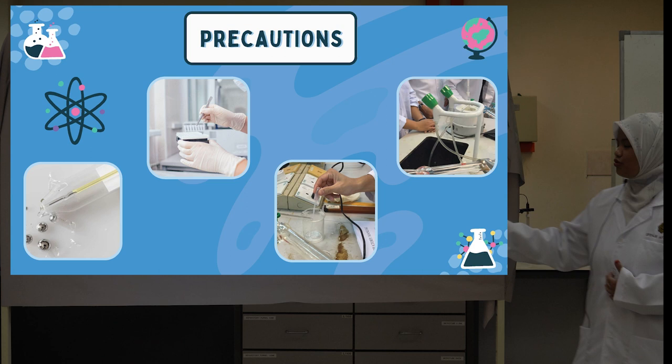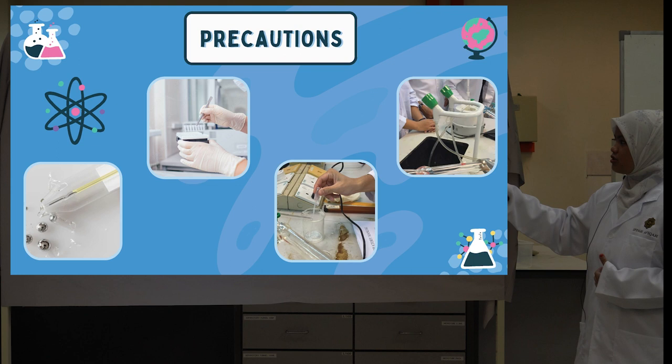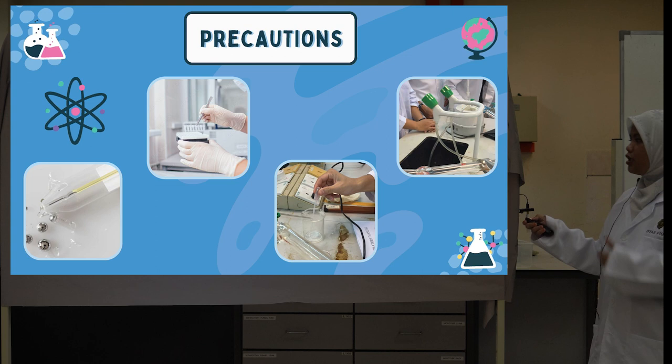So the last one is we need to make sure the pipe is installed neatly to prevent leaking during the experiment, and then make sure there is no error during the experiment.